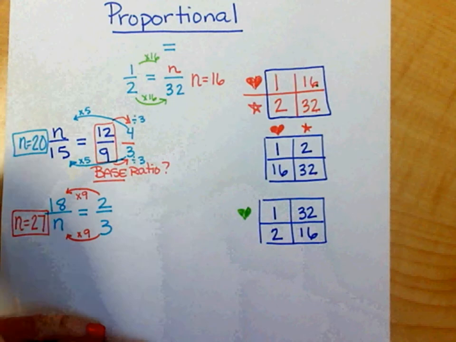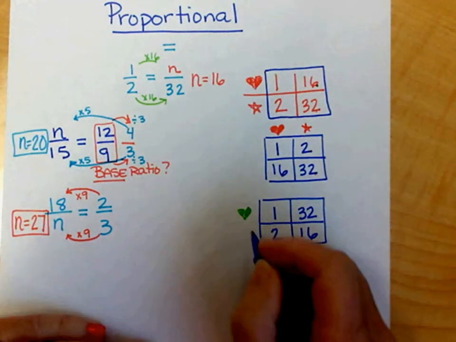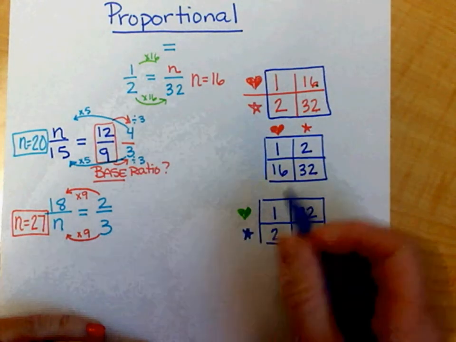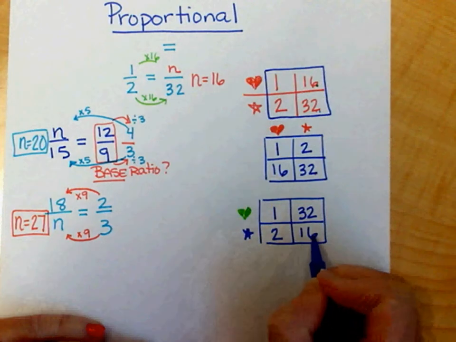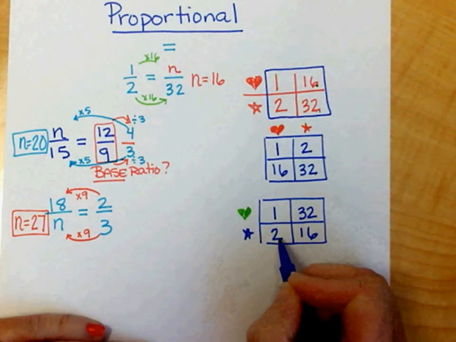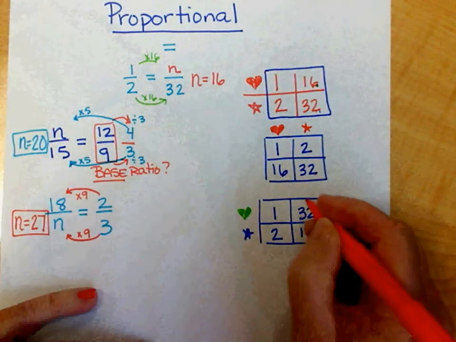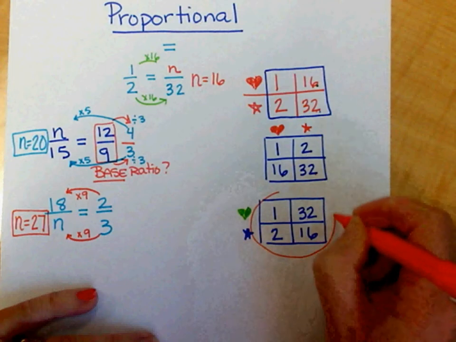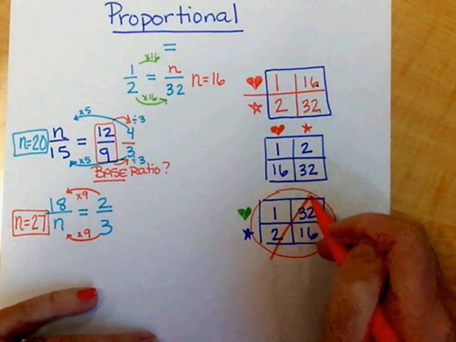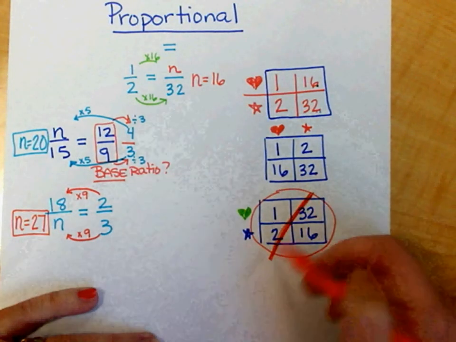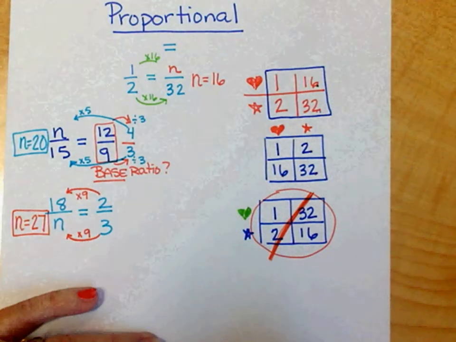Okay, let's try the star. I have 2 stars and I need 32. But here it says only 16 and here it says only 1. Therefore, we're going to say that this ratio table is not proportional. In other words, it doesn't work.